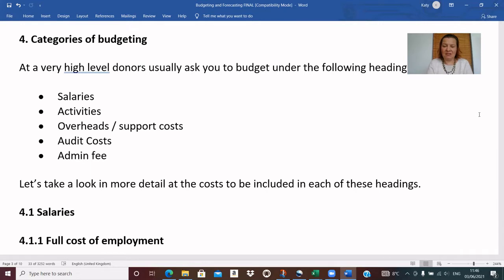Different donors ask us to budget in different ways, but at a very high level, generally, we're always going to be asked to include costs for salaries, activities, our overheads or support costs, audit costs, and hopefully an admin fee. So we'll look at these sections in more detail.